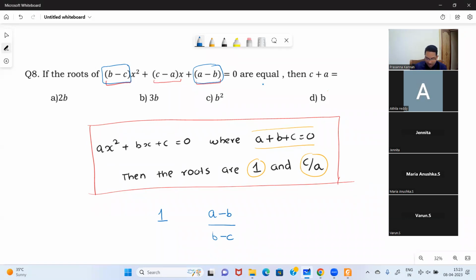Okay. And what is given? Both the roots are equal. So I can equate these two roots. Do you agree? So just cross multiply. So b minus c is equal to a minus b. If you bring b this side, 2b is equal to c plus a. So c plus a is 2b. That's it. Did you guys understand? Please make a note of it.